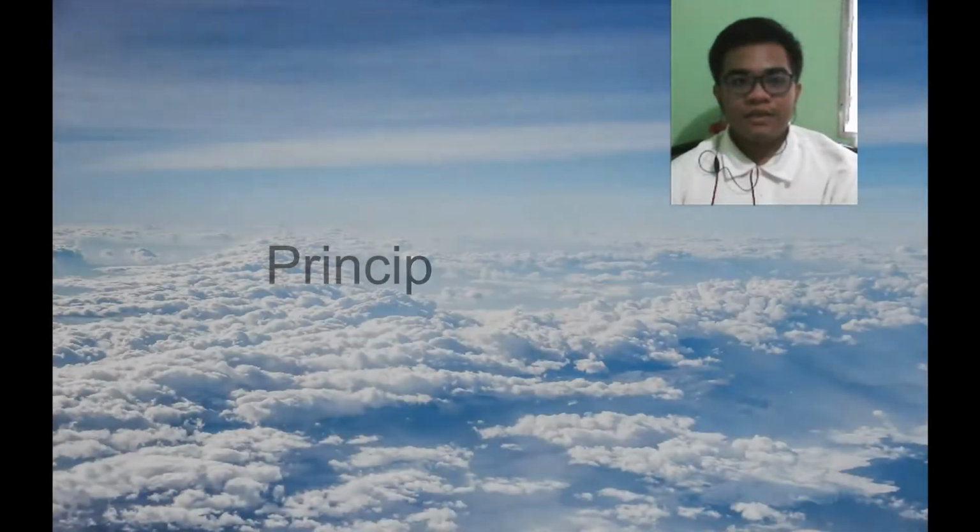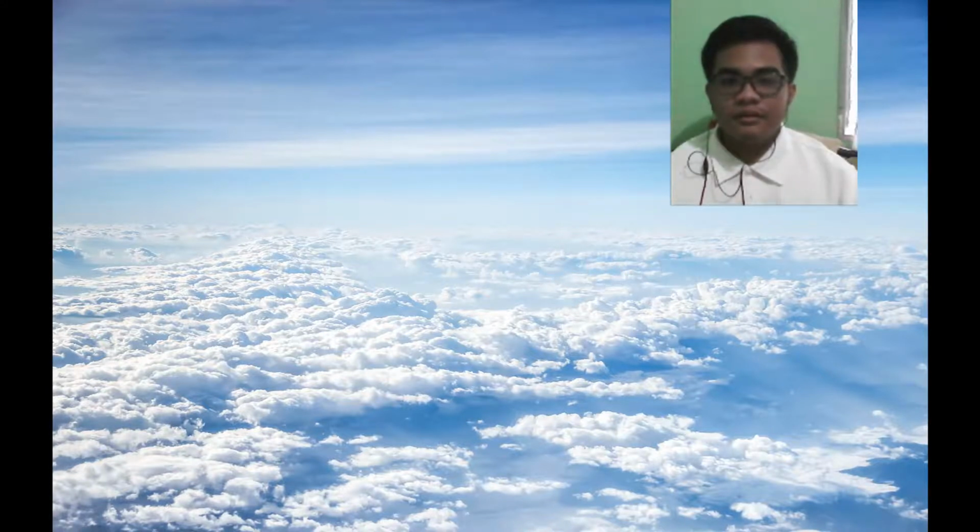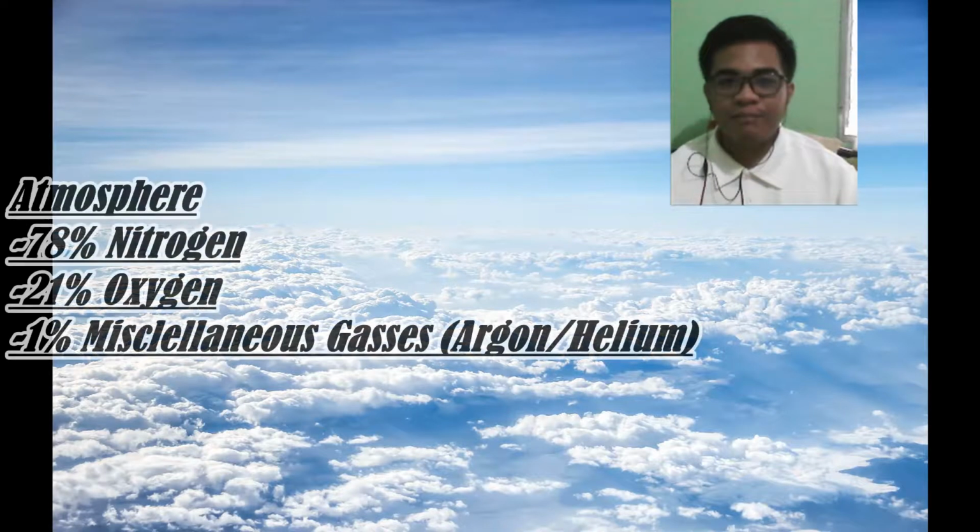We shall delve into the principles of flight to see what are the fundamental laws that act on the aircraft that causes it to fly, and how said forces would affect the aircraft. First, we start with the atmosphere, which consists of 78% nitrogen, 21% oxygen, and 1% miscellaneous gases, which involves argon and helium.